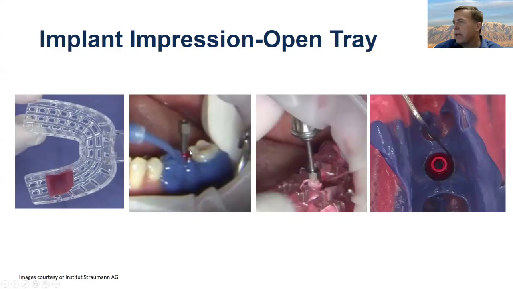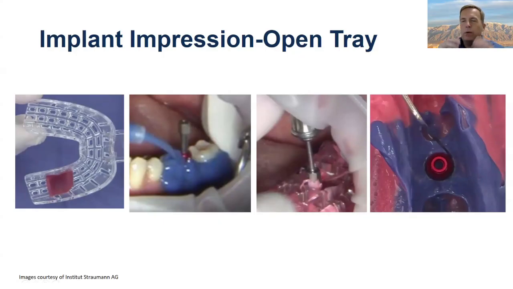You've got to get an open tray component, put a hole in the tray, and squirt your impression material. You'll need a cotton swab or something when it pokes through to make sure you clear the screw head. And then when you're taking your impression, try to inject all around the impression coping all the way down to the gingiva. Very, very important thing here.